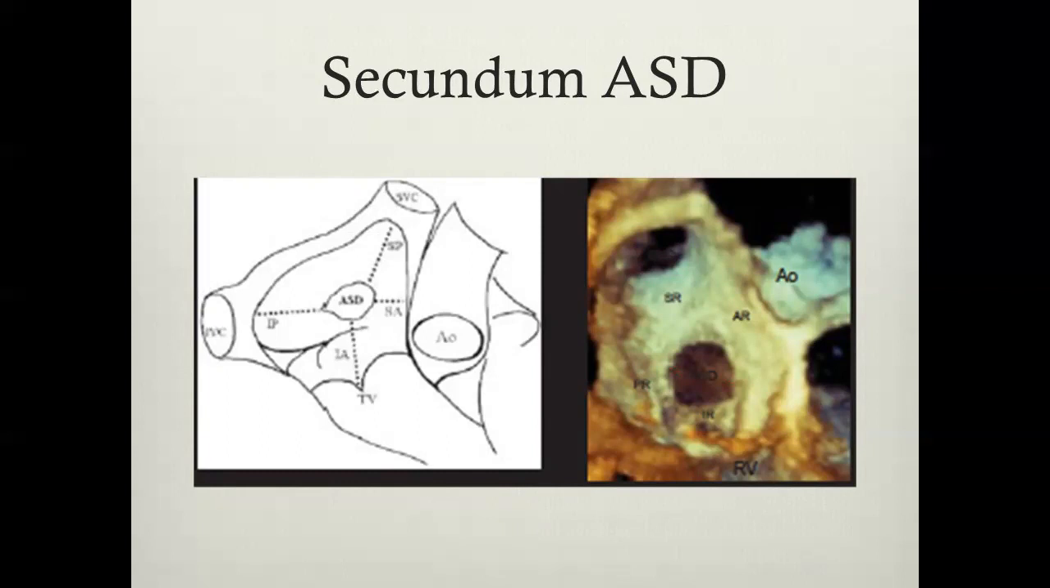So the superior rim may be deficient. That infolding may not infold enough. And in that case, it almost looks like this ASD extends right up to the superior vena cava, and you might think you're dealing with a sinus venosus ASD, because you can see the superior vena cava, but it's just an absent rim.